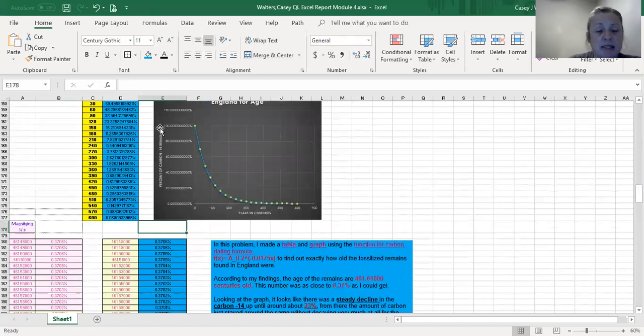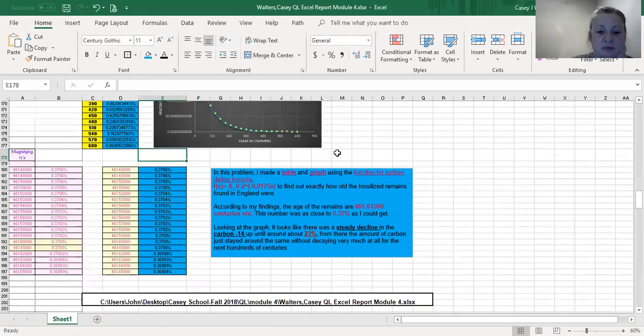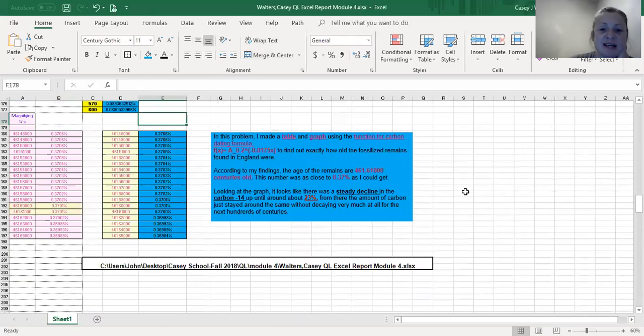And this is the graph of the table right here. And that's pretty much it.